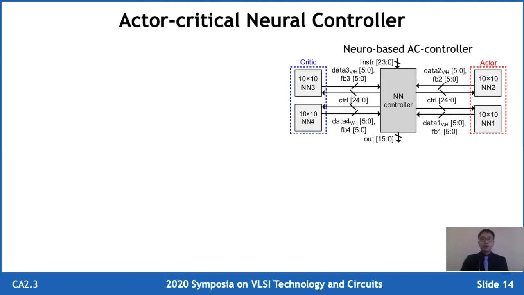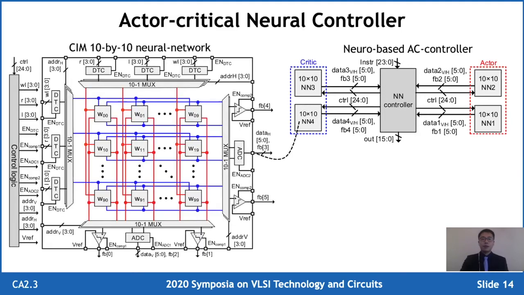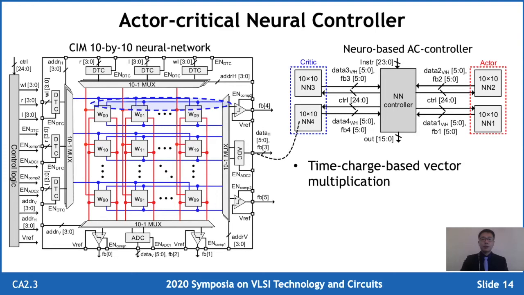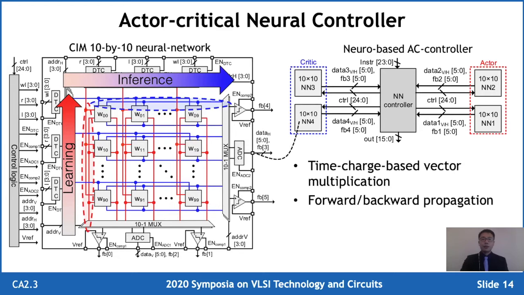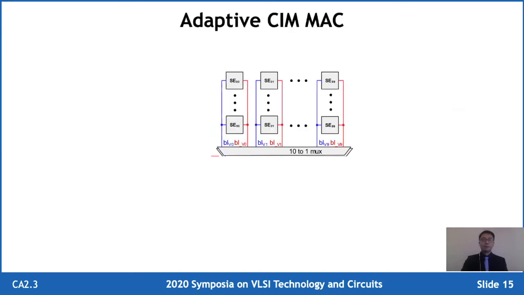The actor-critic neural network controller consists of 4 10x10 neural networks, 2 for critic and 2 for actor. Each 10x10 neural network is implemented by a computing-in-memory block. When doing vector multiplication, the bit line discharge is controlled by DTC pulses and stored weight. Accumulated differential voltage drop is converted after sequential operation of bit lines. All storage elements are connected vertically and horizontally, which enables in-memory forward and backward propagation for inference and learning respectively. Further, to account for extensive learning operations, the storage cell also supports time-based in-memory weight update. After bit line finishes discharging, ADC is used to convert analog voltage to digital for further computation.